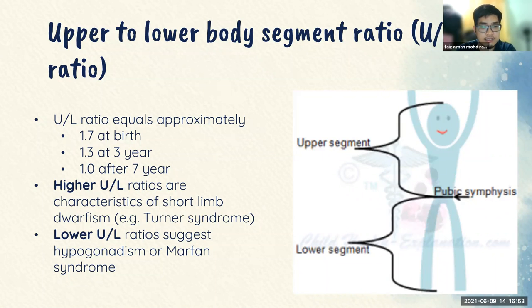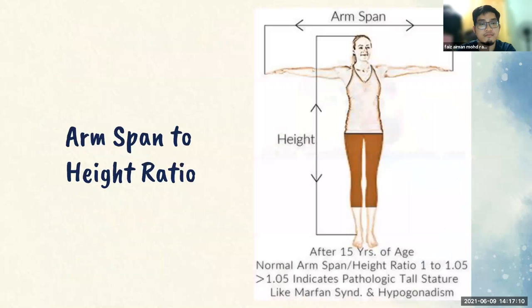So if the child has a higher upper to lower body segment ratio, it might indicate short limb dwarfism or Turner syndrome. If the child has a lower upper to lower ratio, it might suggest Marfan syndrome. And then the arm span to height ratio, if more than 1.05, it might indicate Marfan syndrome or hypogonadism.